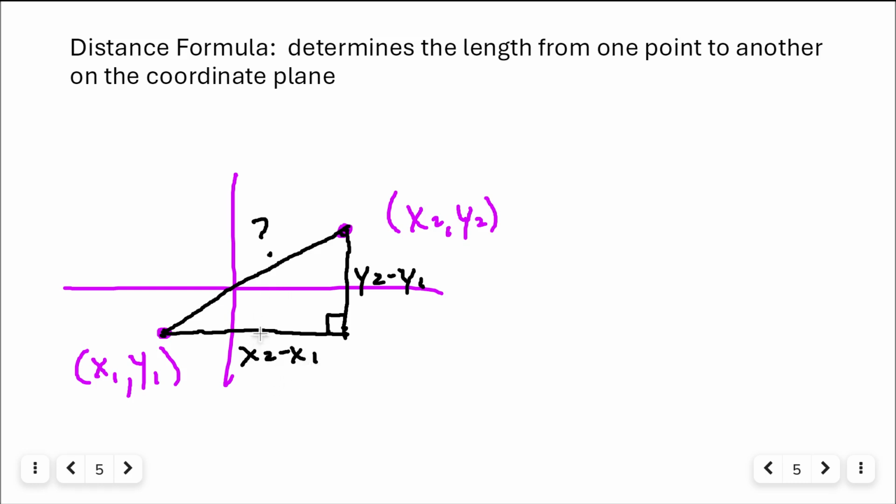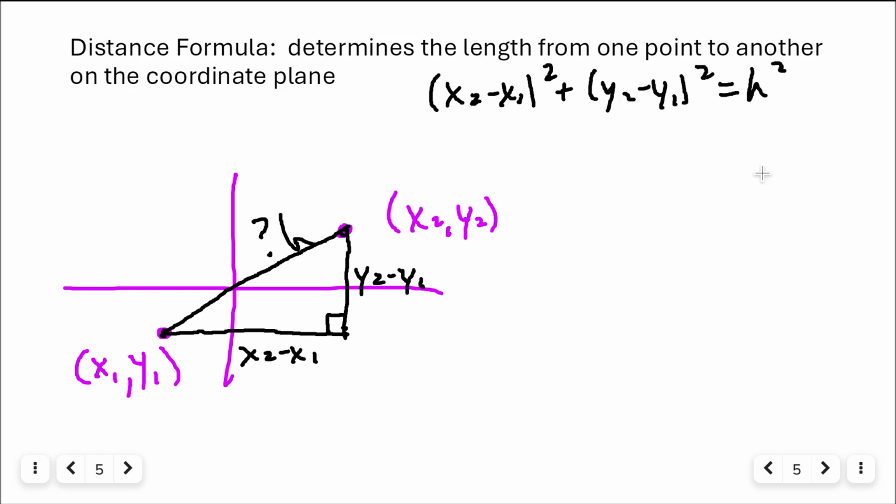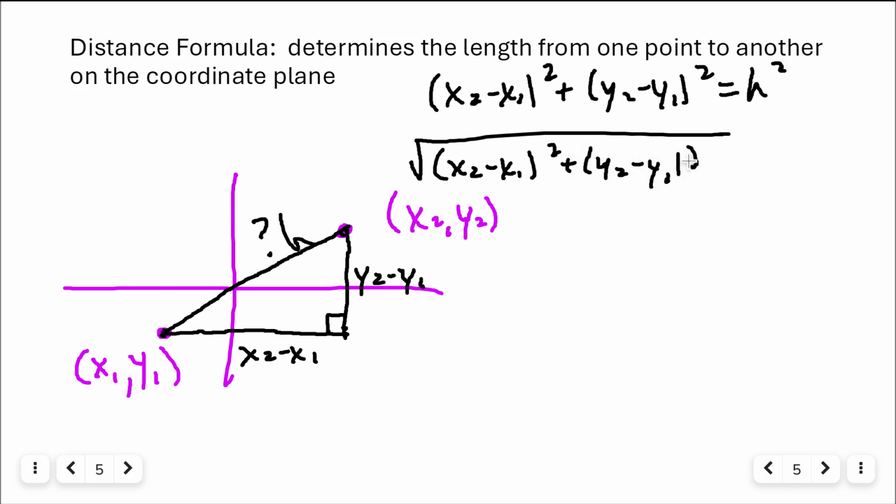And now I'm using the Pythagorean theorem. So I know this side squared plus that side squared equals the hypotenuse, I'll call it h, squared. So I have (x2 minus x1) squared plus (y2 minus y1) squared equals h squared. To solve for h, I take the square root on both sides, and I get the square root of (x2 minus x1) squared plus (y2 minus y1) squared.